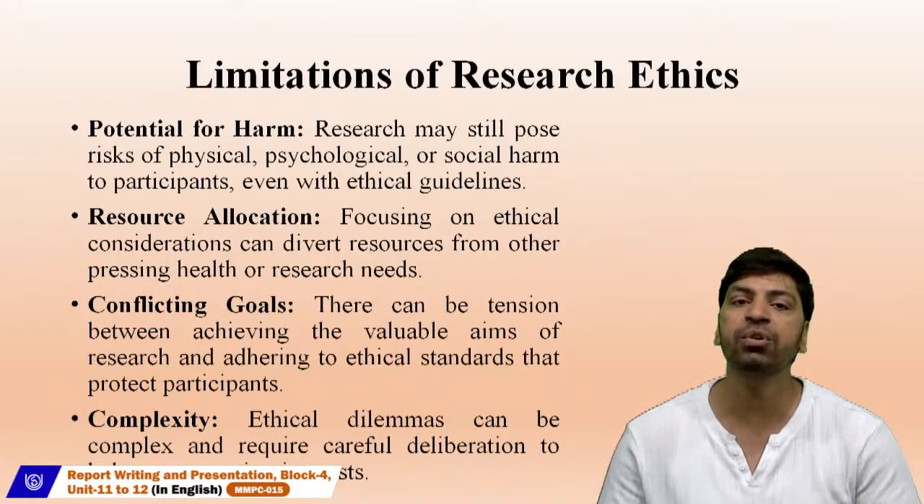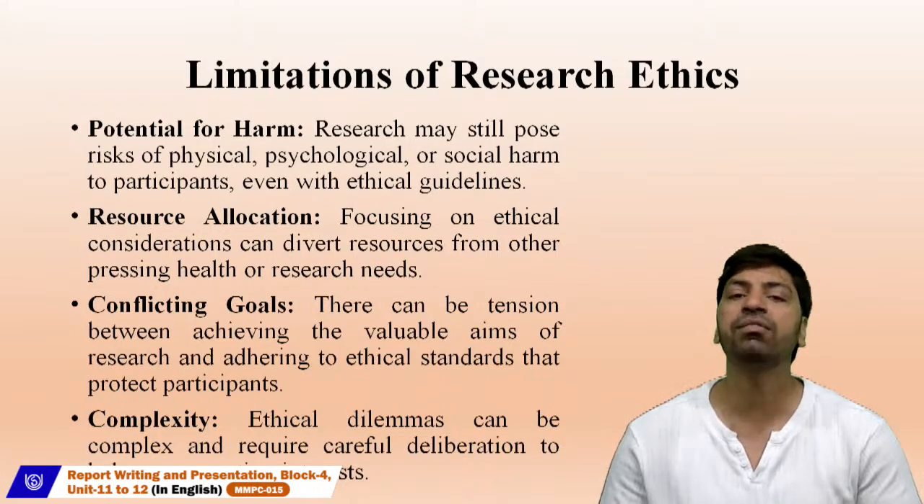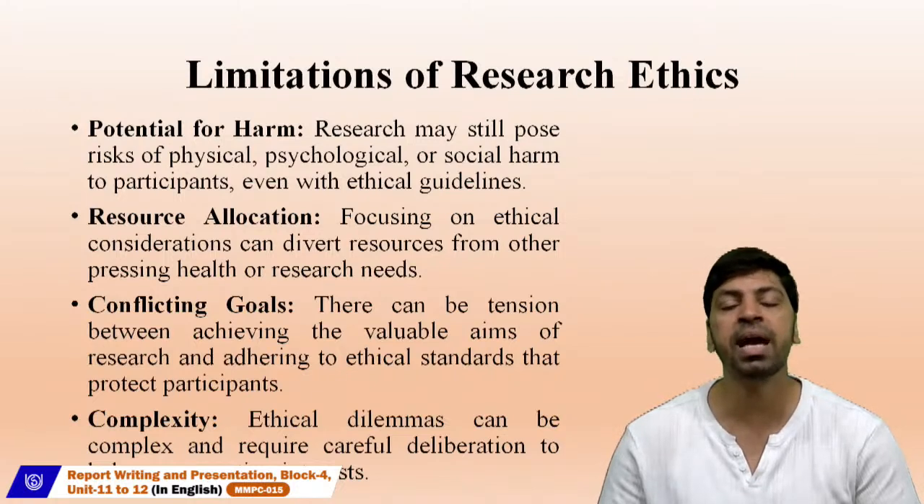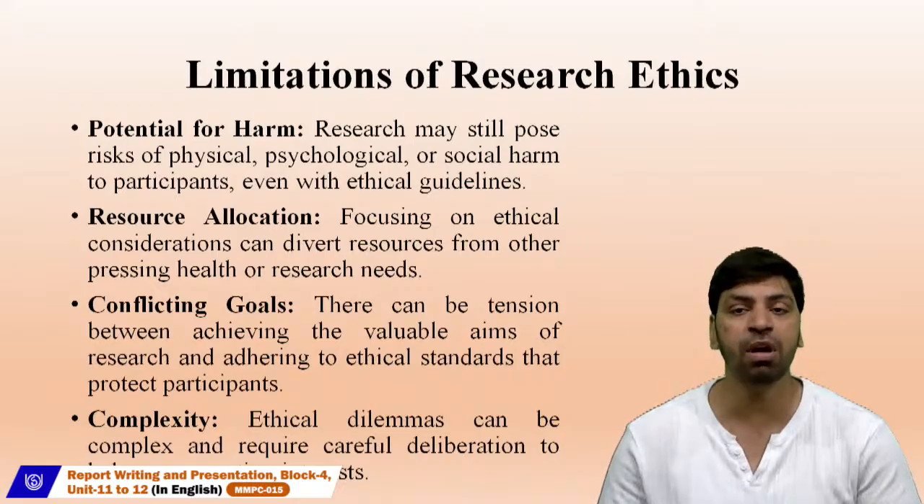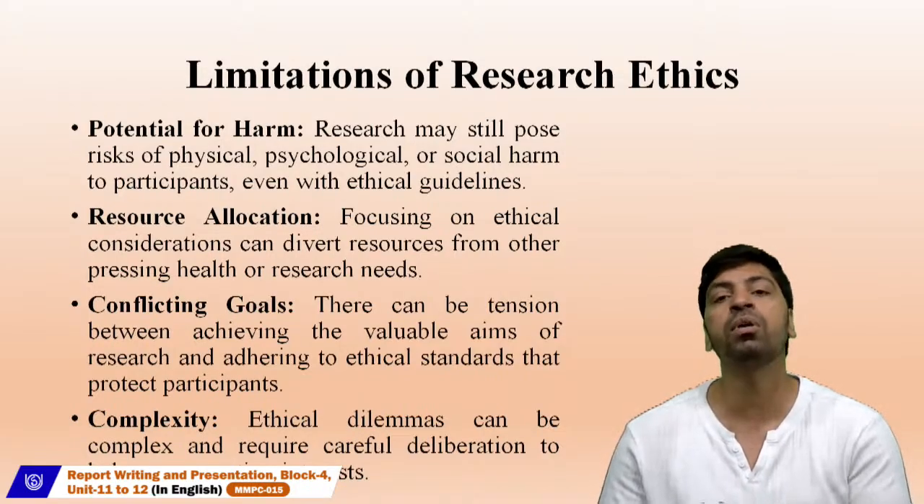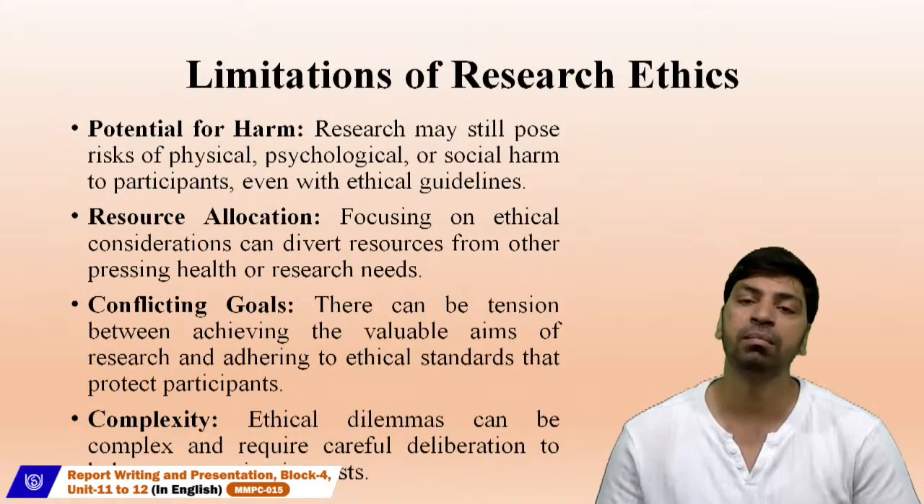Next one is conflicting goals. There could be a tension between achieving the valuable aims of the research and adhering to ethical standards that protect participants. So conflicts always exist and create tension between the ethical standards to protect participants and, of course, the need to fulfill the valuable aims and objectives. Next limitation is complexity. Ethical norms and standards can be complex. They could be difficult to adopt in a research study, and difficult to include in the interest of the public.